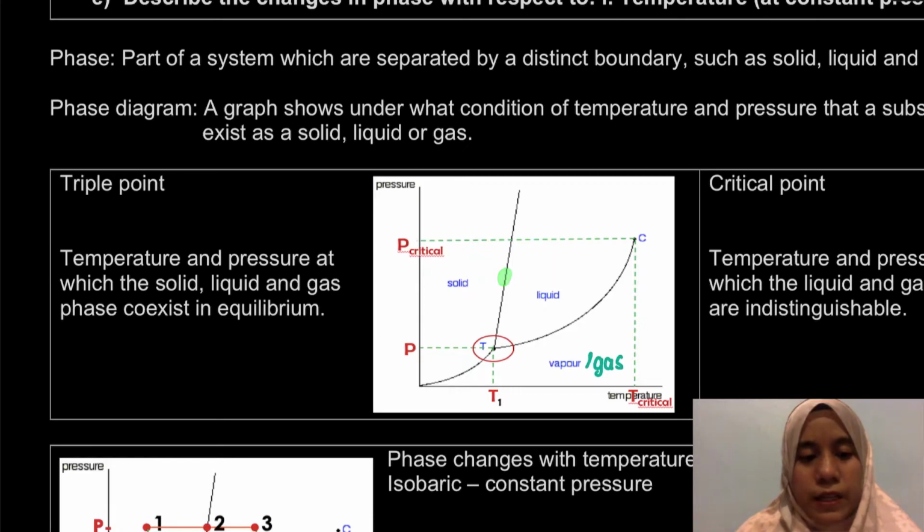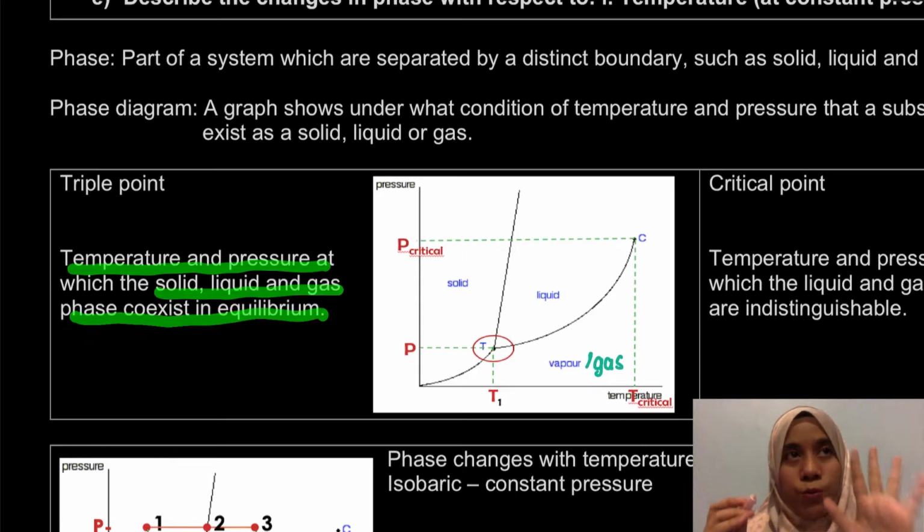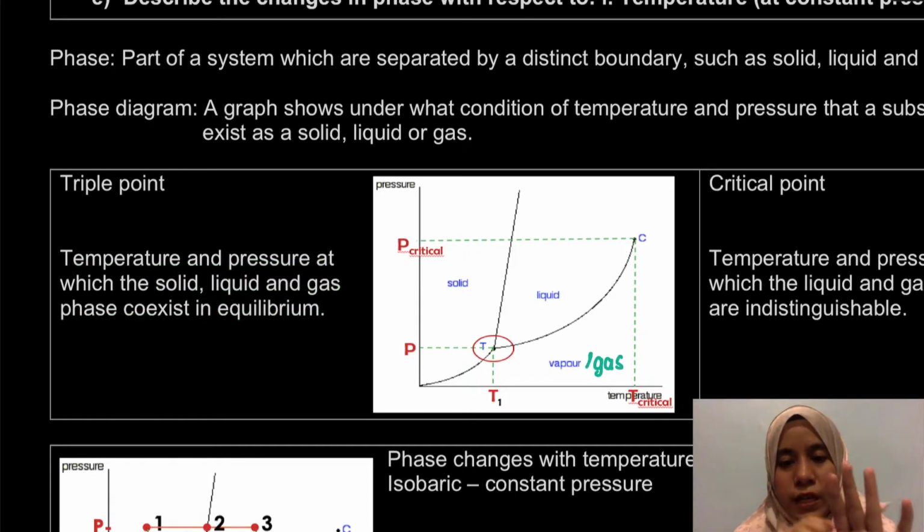But now we're talking about the triple point. The triple point is the temperature and pressure at which the solid, liquid and gas phases coexist in equilibrium. So we want one point where these three intersect. Here it's not possible because it's only between solid and liquid. Here also not, because it's between liquid and vapor.